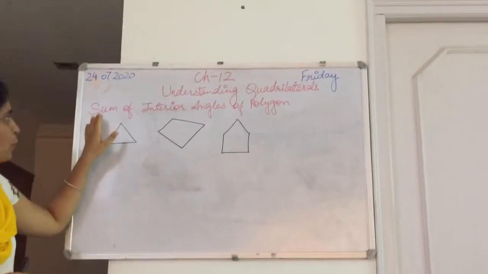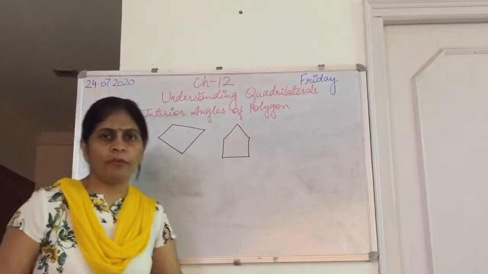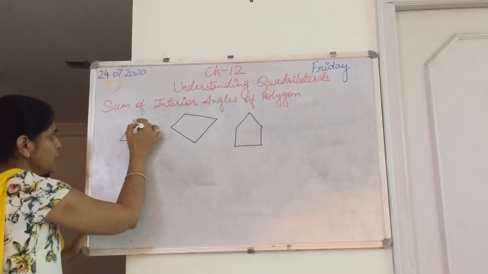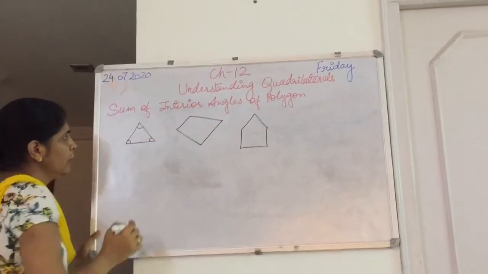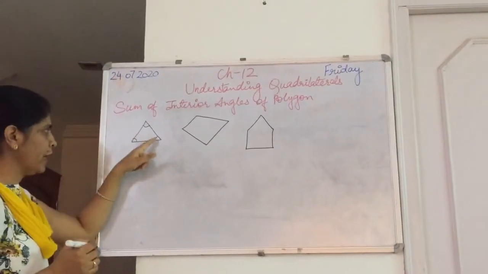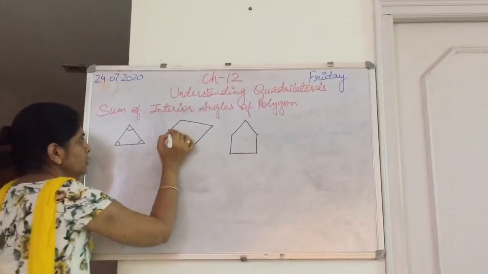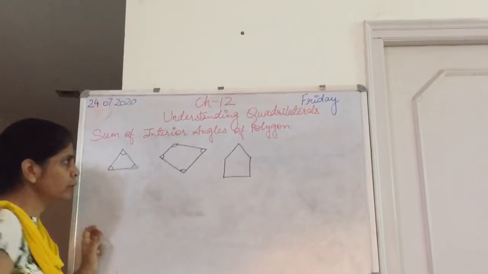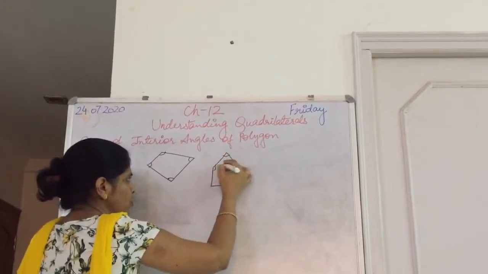Now let's discuss the sum of interior angles of a polygon. As I explained in quadrilateral, but let us discuss how you will calculate the sum of all the three angles of a triangle. Quadrilateral has four angles, pentagon has five, and so on.